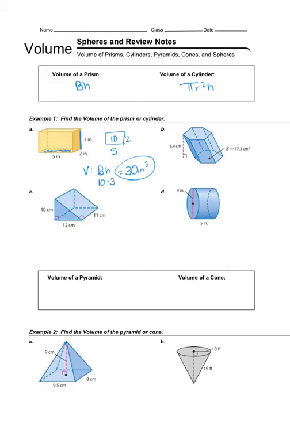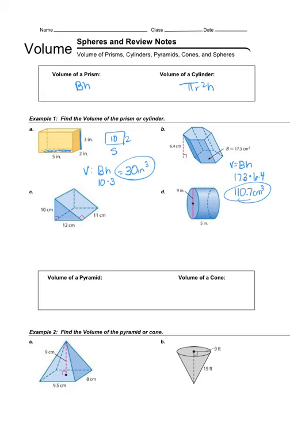So looking at the next one, it tells you what the area of the base is. So when I look at the formula, area of the base times the height, the area of the base is 17.3 times the height, which is 6.4. And when I multiply that together, we get 110.7 centimeters cubed.